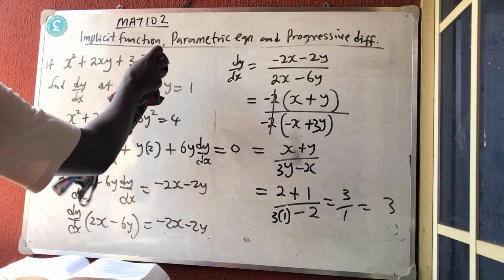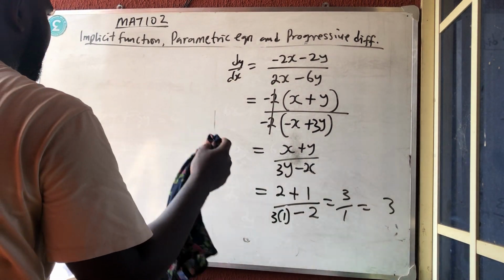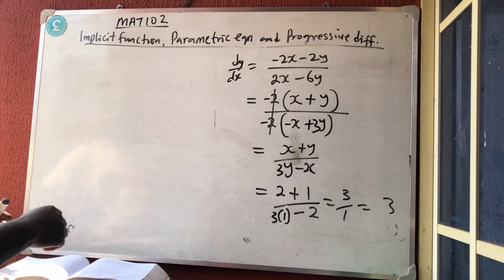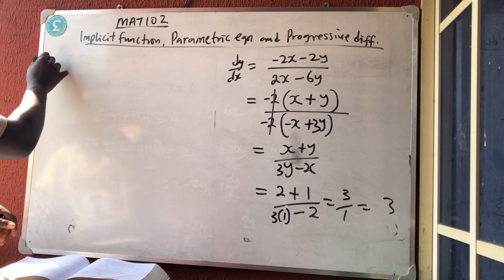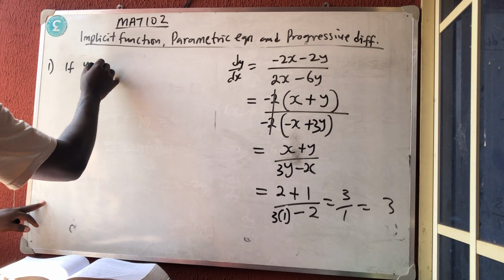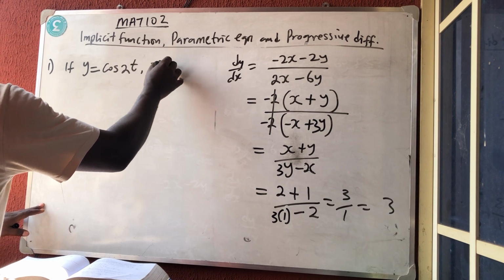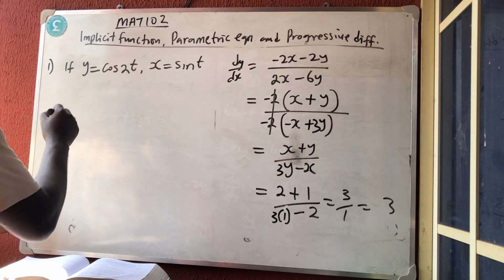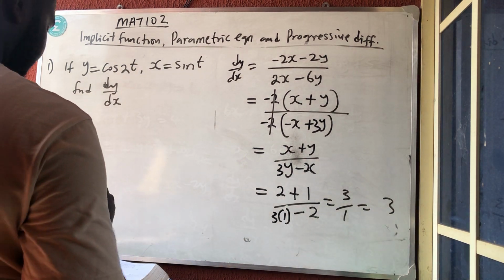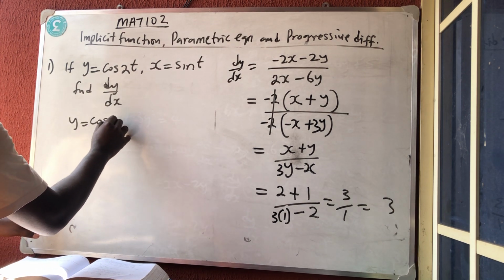That is that. Now, let's go into parametric differentiation. In parametric differentiation, it's very simple. I'm going to solve it by just giving you an example. Example: if y is equal to cos 2t, and x is equal to sine t, then find dy/dx.